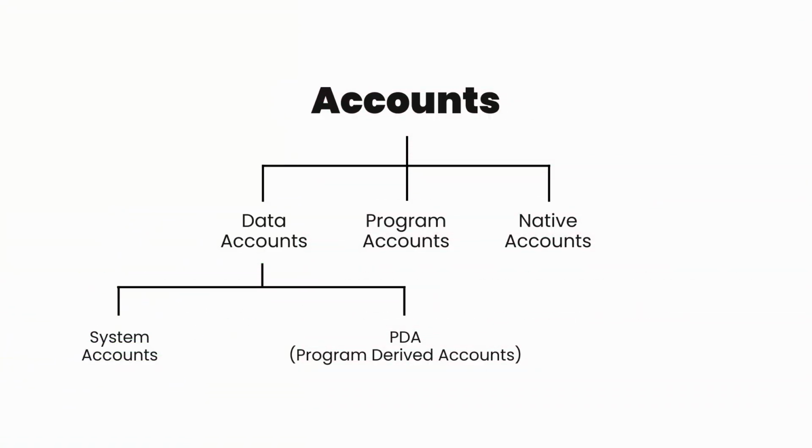There are three kinds of accounts on Solana. The first one is data accounts. They store the data. The second one is program accounts. They store the executable program. And the third one is native accounts. They are native programs on Solana such as system, stake, vote, etc. Data accounts can be of two types. The first one is system owned accounts and the second one is PDA, that is program derived address accounts.